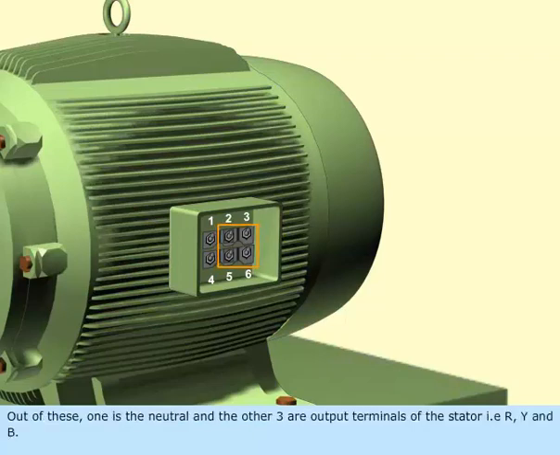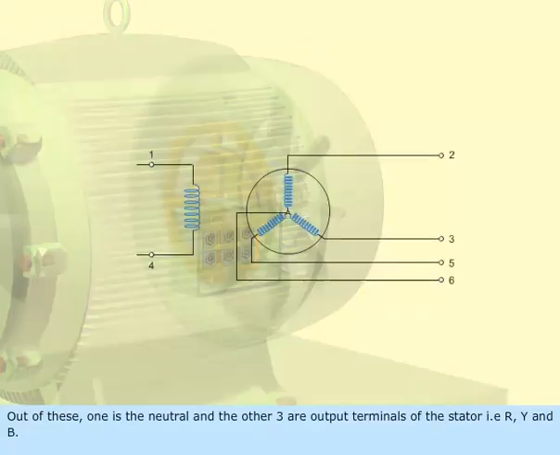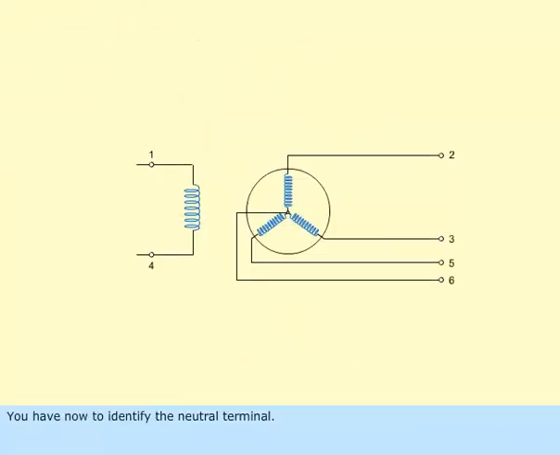Out of these, one is the neutral and the other 3 are output terminals of the stator, that is, R, Y, and B. You now have to identify the neutral terminal.